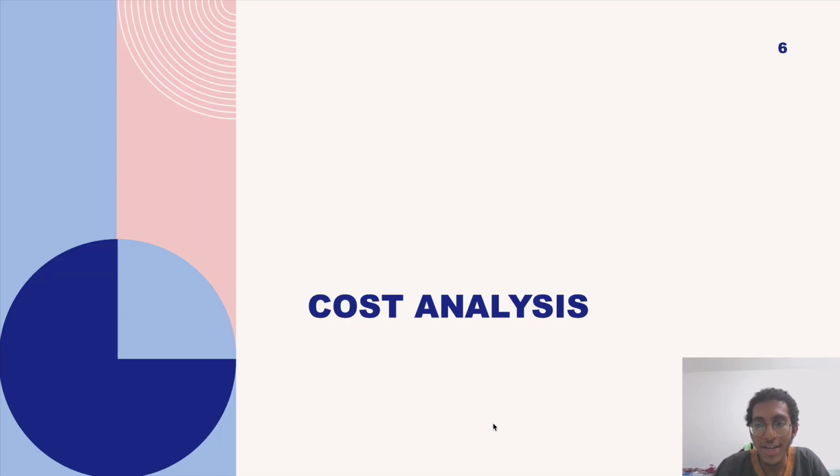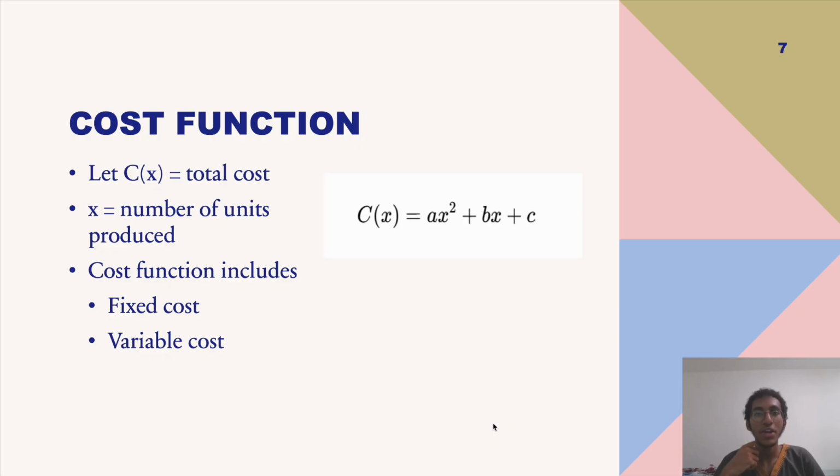Okay, now let's talk about the cost analysis itself. First, we talked about why it matters. Now we talk about the cost analysis itself. So let's talk about the cost function. In economics, the total cost is represented by a cost function, which is C(x). That is the total cost, where x is the number of units produced. The cost function usually includes fixed costs, such as rent, and variable costs, such as materials and labor. A common example is a quadratic function, which models increasing production costs. I've given you an example. I hope you can understand from that.